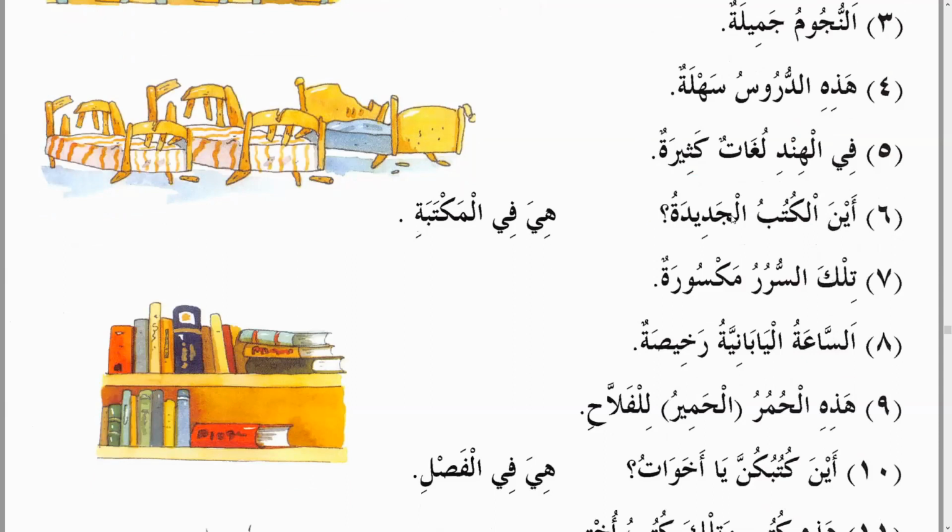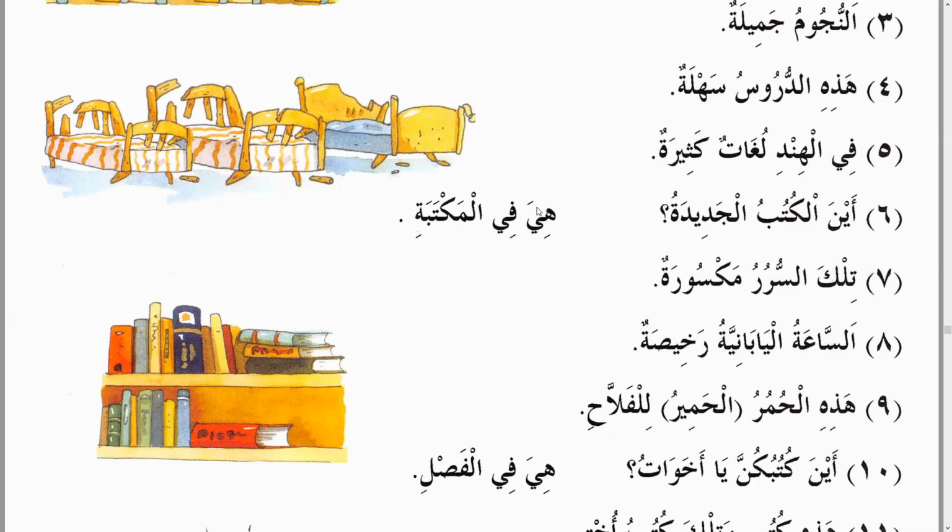Next one, Ain al kutubul jadidatu. Where are the new books? See, jadidatu. Instead of saying al jududu, which is the plural for the aqil beings, we'll say al jadidatu because kutub is plural, ghair aqil plural, the non-intelligent plurals, right? So this is al jadidatu. Ain al kutubul jadidatu. Where are the new books?